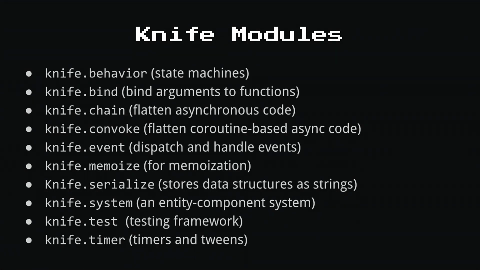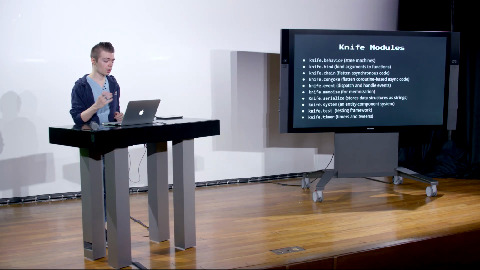Knife.bind, so you can pre-bind arguments to functions and create subfunctions of other functions that have predetermined variables. It's called currying. Knife.chain, we'll see actually how that can be used coming up later. Convoke is for coroutines. We'll see coroutines in the context of Unity, but basically they're functions that can pause their state for later. Knife.event we'll use in 2 weeks for Zelda.